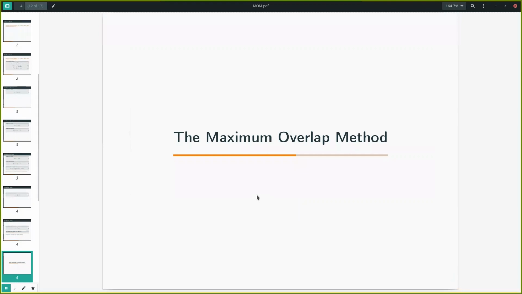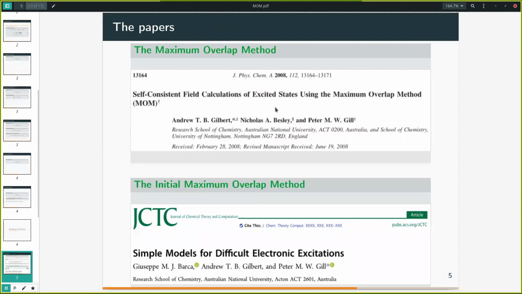And so one way to do this is the maximum overlap method. So these are the two papers: this one from 2008 and another from 2018, which is a slight modification of the maximum overlap method, called the initial maximum overlap method. So I will present you the difference just after.